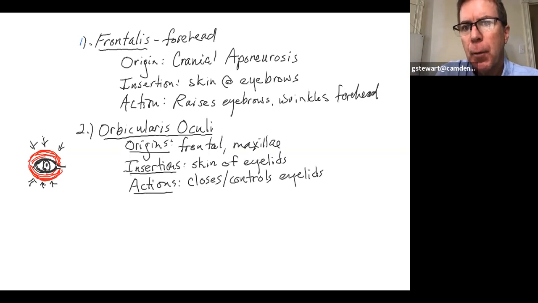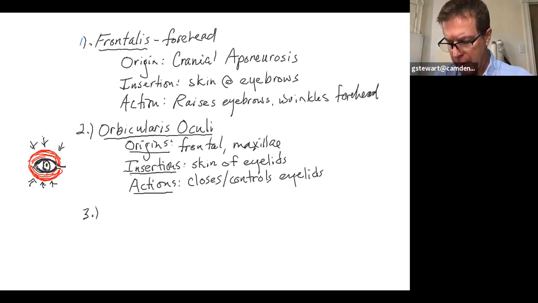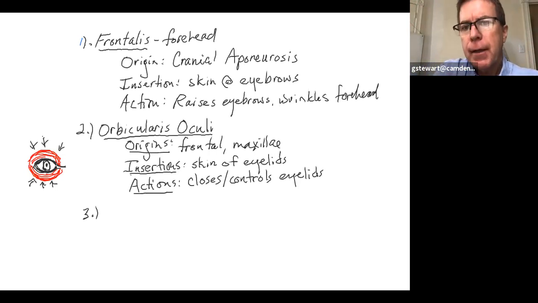All right, let's move on to number 3. We're going to pretty much go head to toe here, from the superior end of the body to the inferior. Number 3 is the orbicularis oris, O-R-I-S. That means circle or circular muscle. Oris means mouth, oral cavity.